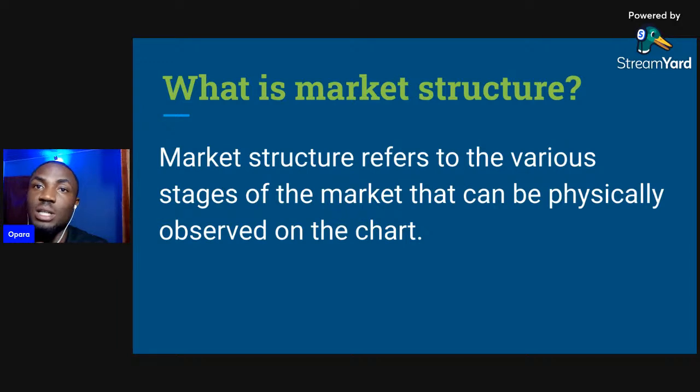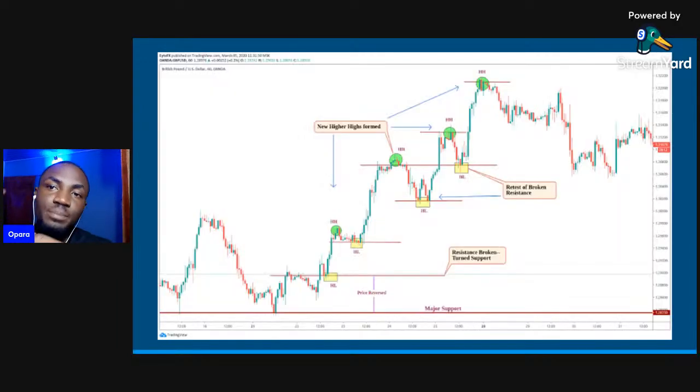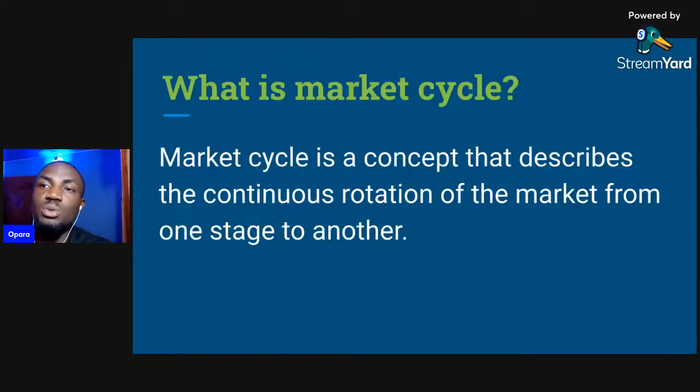So that's what I mean by market structure: the various stages that can be physically observed on the chart. You can see those charts here, and you can see some of the labelings. I know some of you might look at it and still not be able to get meaning from this particular chart now. But after this training, like I said, you're going to begin to make meaning out of some of these structures. So no cause for alarm, no rush. You're just going to get it as you enjoy this video, right?